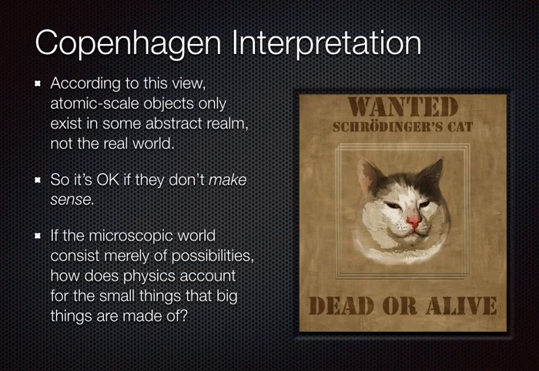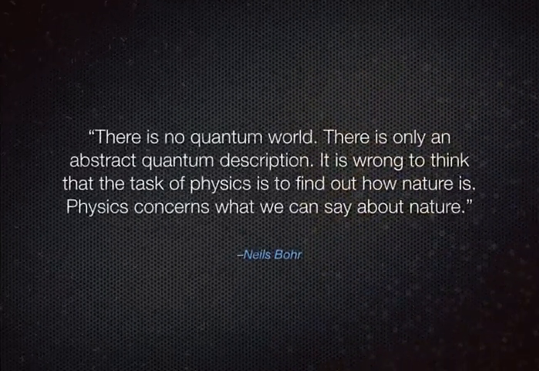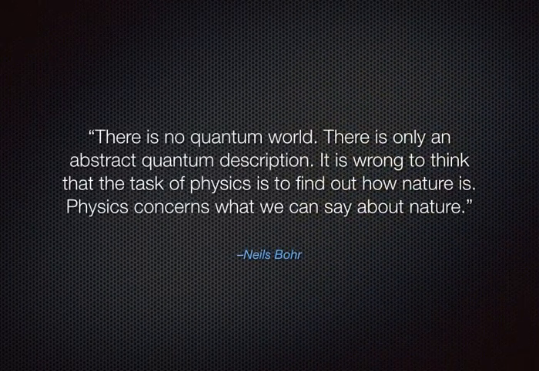So if the microscopic world consists merely of possibilities, how does physics account for the small things that the big things are made of? This all goes back to class 1. If nothing is real that we can't see, but everything we can see is made up of little things, how do you deal with that? Well, this is what the great Niels Bohr said. There is no quantum world. There is only an abstract quantum description. It is wrong to think that the task of physics is to find out how nature is. Physics concerns what we can say about nature. So he just danced around the whole issue.